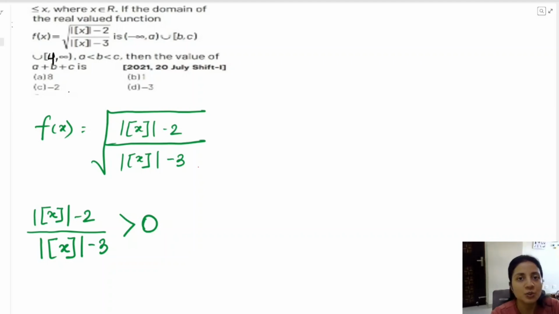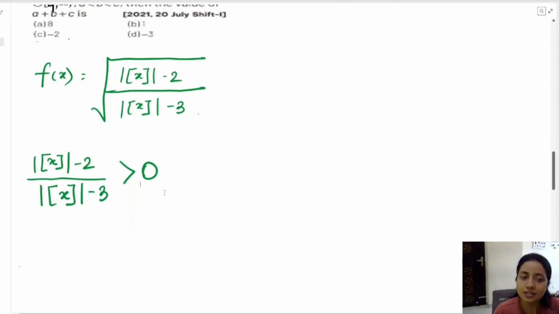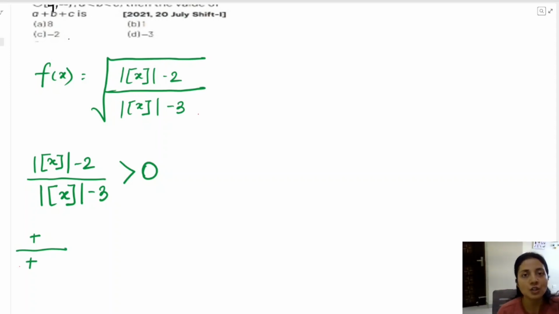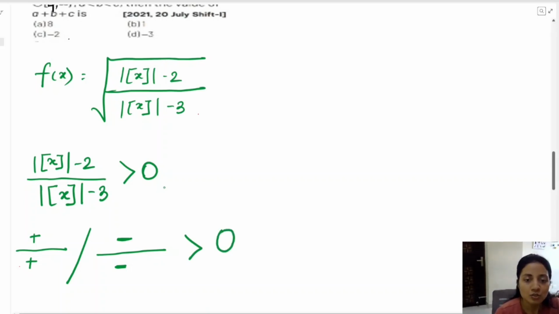Now if you look closely, you will realize if a rational function is greater than 0, that means the numerator as well as the denominator should be positive. This is one of the possibilities. Or maybe the numerator and the denominator both need to be negative, then and only then it will be bigger than 0. Making sense? So with these two possibilities we will proceed.